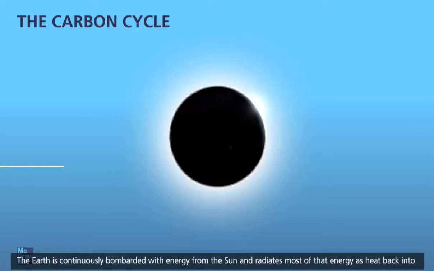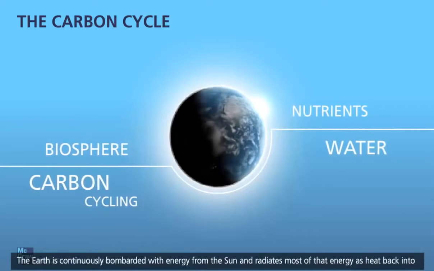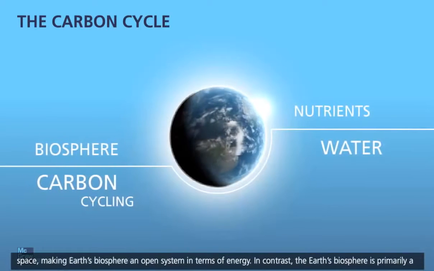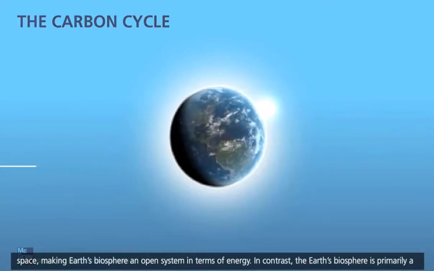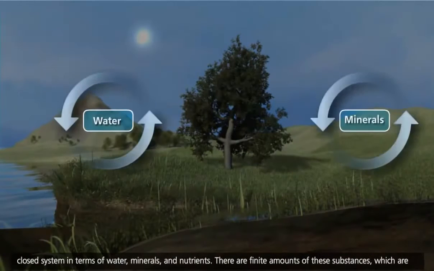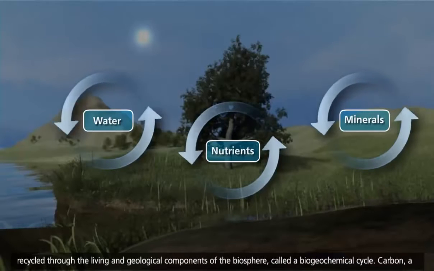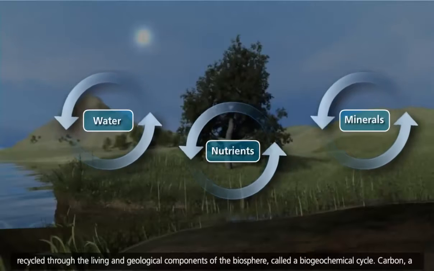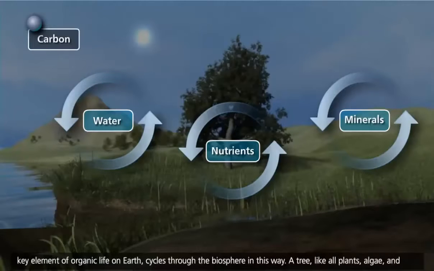The Earth is continuously bombarded with energy from the Sun and radiates most of that energy as heat back into space, making Earth's biosphere an open system in terms of energy. In contrast, the Earth's biosphere is primarily a closed system in terms of water, minerals, and nutrients. There are finite amounts of these substances which are recycled through the living and geological components of the biosphere called a biogeochemical cycle. Carbon, a key element of organic life on Earth, cycles through the biosphere in this way.